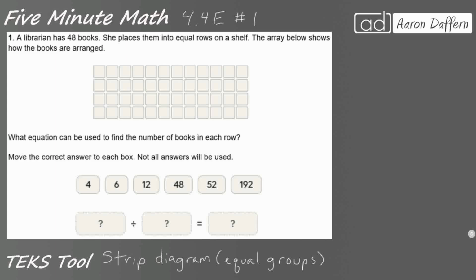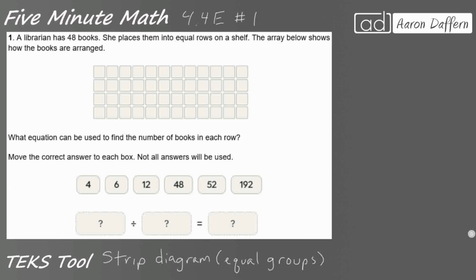Today we are looking at the TEKS tool strip diagram. We are working with equal groups with a problem related to TEKS 4.4e, and we will solve it in 5 minutes or less. If you haven't done so already, please go ahead and take a moment to pause the video, work this problem out on your own, unpause it, and we will look at our answers together.